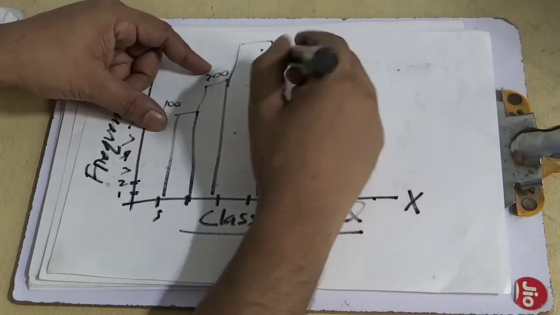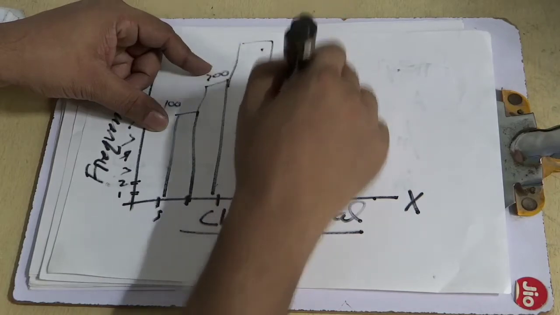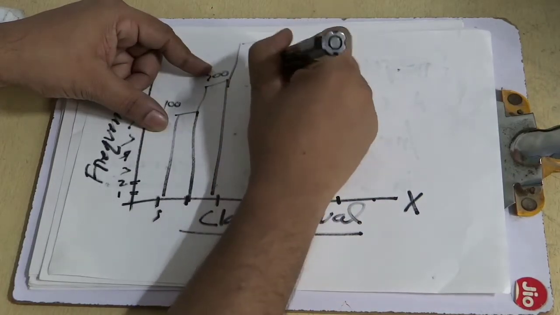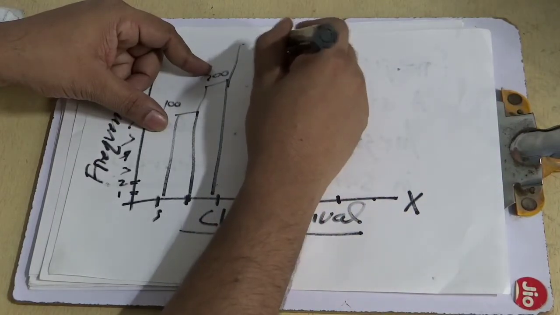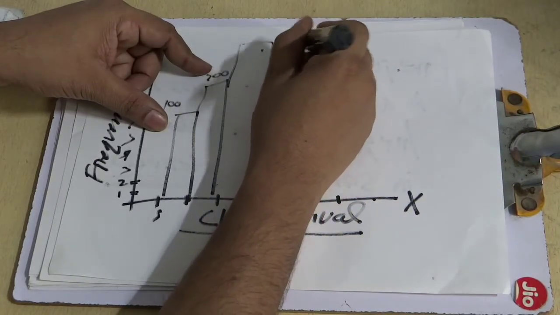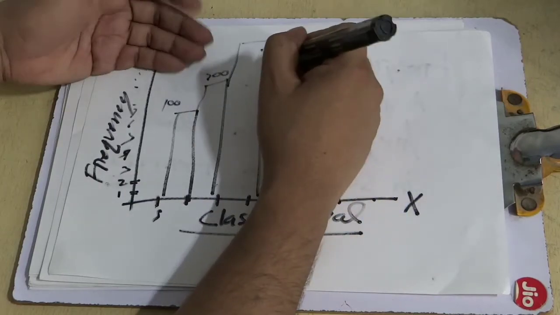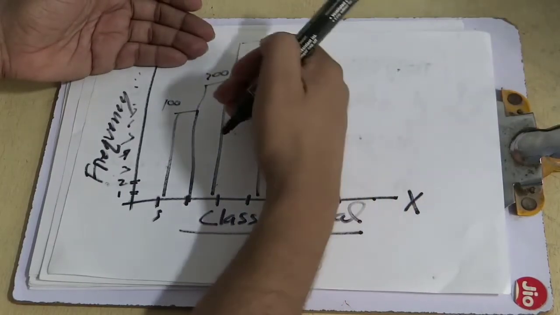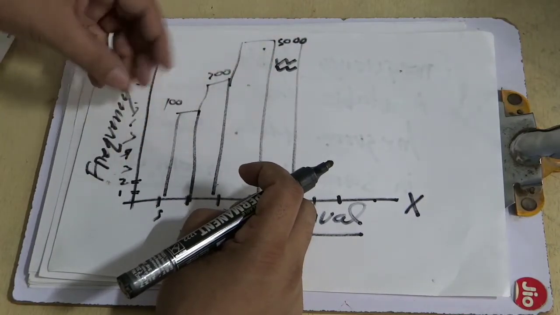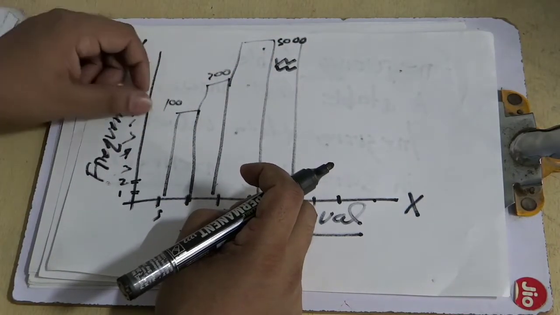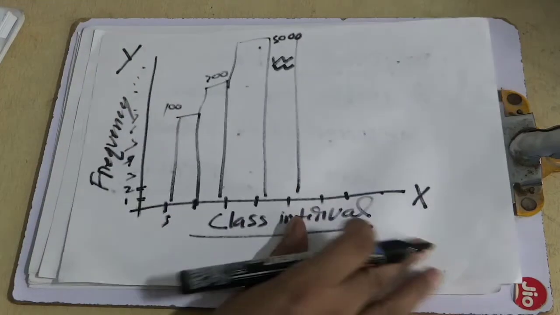Therefore, we break the data. For example, here we give this kind of symbol, that is a break, and here we can write 5000. So I told you earlier that this is called the breaking of the bar. Why? Because we cannot draw the data with the same ratio. Okay, now come to the histogram.